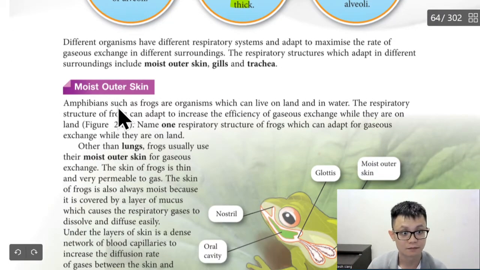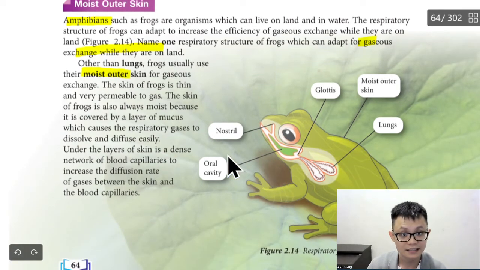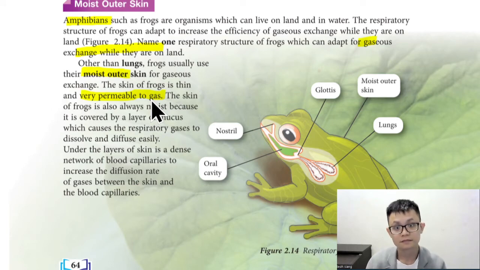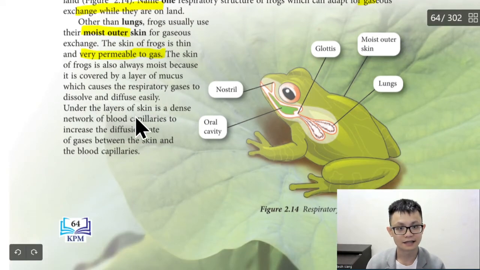Okay, moist surface, for example, amphibians. How do amphibians breathe? They can do gases exchange on the land, correct or not? The same when we see the frog skin, it has water, like liquid, correct or not? So this skin is very permeable to gas. Permeable to gas means what? It means the gas can go in, the gas can go out. The skin of the frog is very moist, covered with mucus, which causes gases to dissolve easily. Under the layer, the skin has a dense network of capillaries, which increases the diffusion rate between the skin and the blood capillary. So the frog can breathe in the water through the moist outer skin.